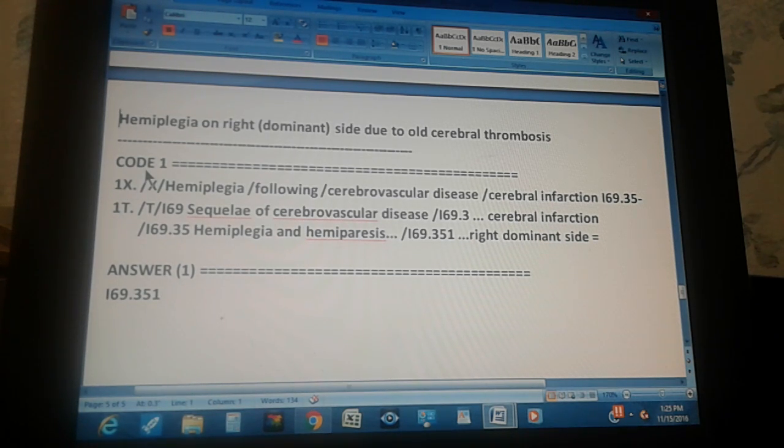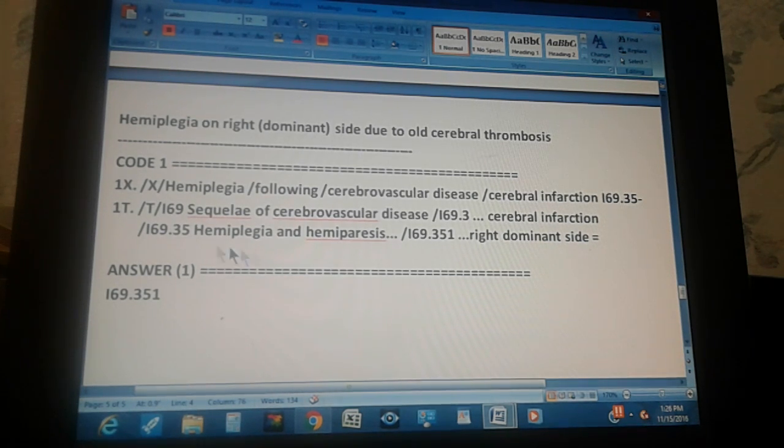Okay, so there's only one code, and the code is found through the index like this. First, you go to the index. You start with hemiplegia. Then you go to following. Then you go to cerebrovascular disease, which is the cerebral thrombosis, and then cerebral infarction, which is more precisely what a thrombosis is. And what do you have there? I69.35 hyphen. Remember that the hyphen is one additional character that you have to find in the tabular.